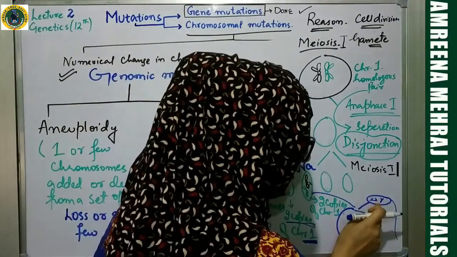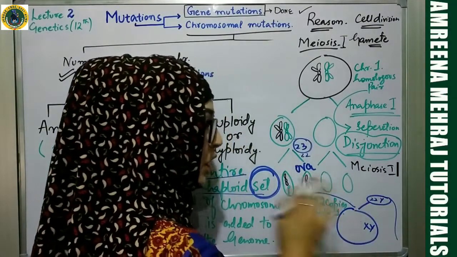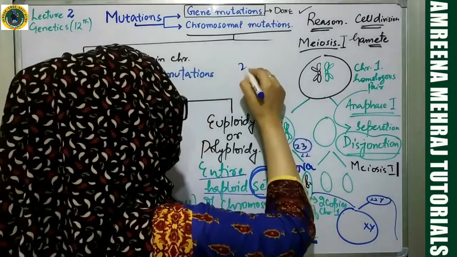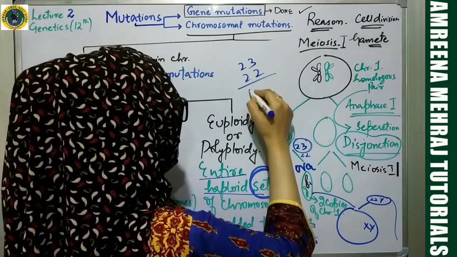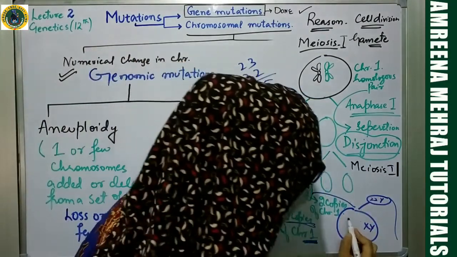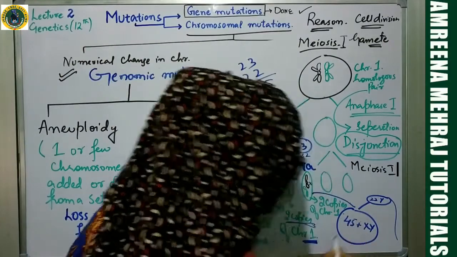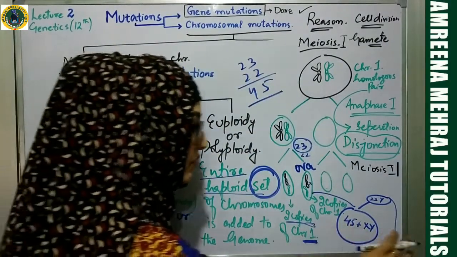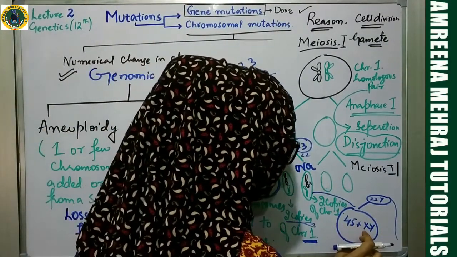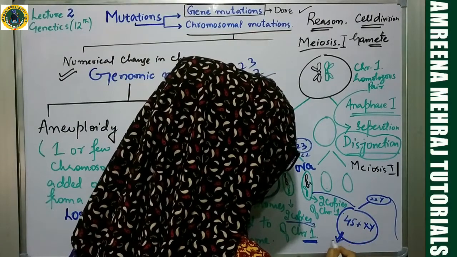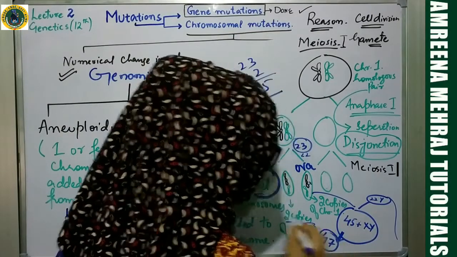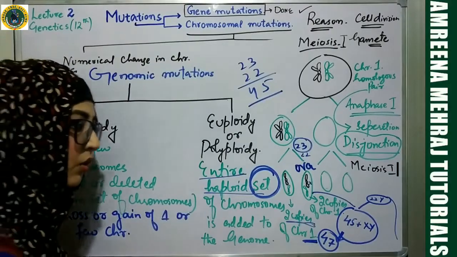This gamete is having 22 autosomes. What will be the total number of autosomes? 23 plus 22 is how much? It's 45 autosomes. So we'll be having 45 plus XY. What is the total number of chromosomes? 45, 46, 47. So this organism is having how many total chromosomes? 47. Is it normal? No.